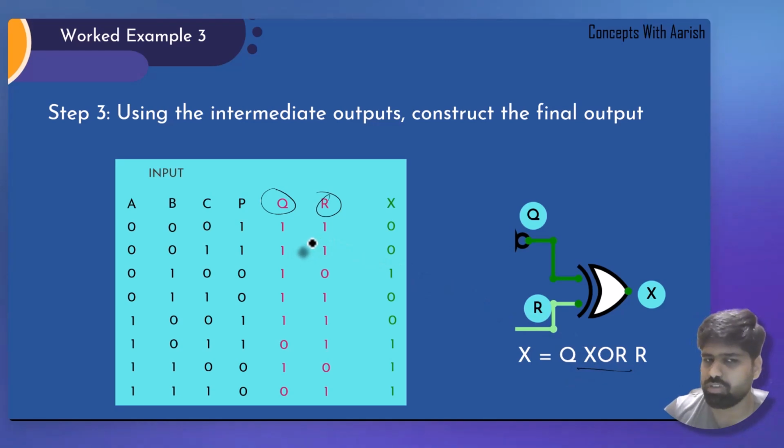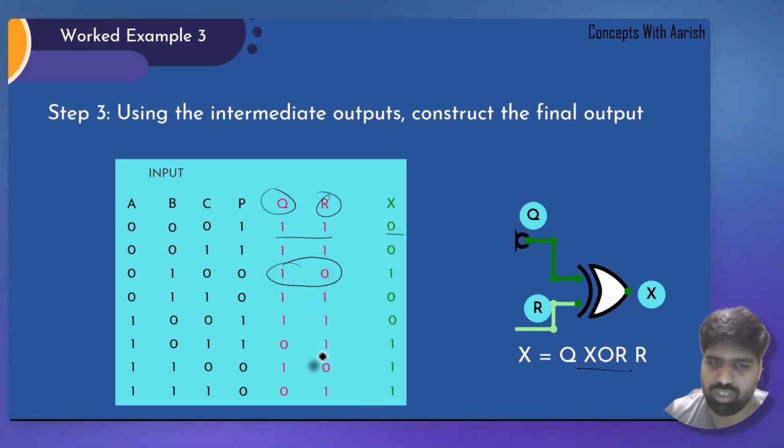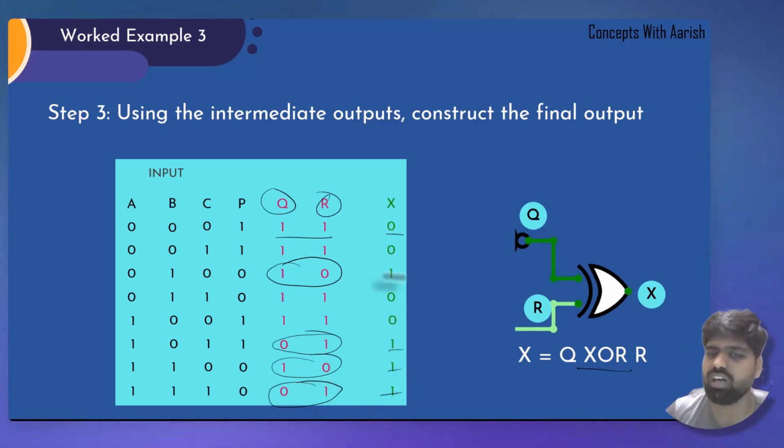You will apply exclusive OR. Exclusive OR is really simple, never get confused in that. If both the inputs are similar to each other, then they will produce a 0. If both the inputs are different from each other, in this scenario, in this scenario, in this scenario, and in this scenario, then they will produce 1, otherwise they will always produce a 0.